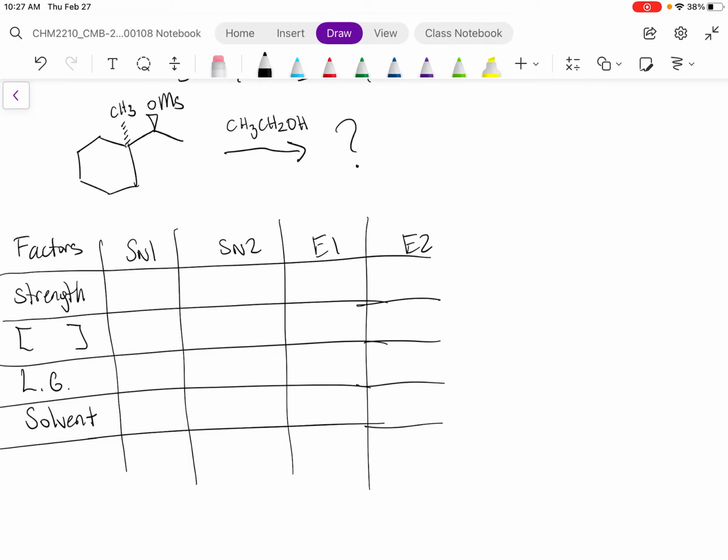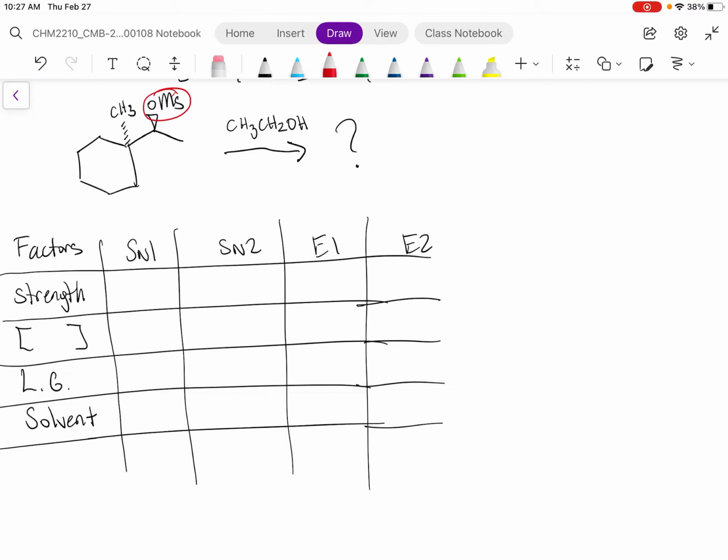So we have a problem here in which we need to predict what the product is, or the major product. And in order to do that, we need to figure out what mechanism to use. So the first thing that we need to look at is, do we have a leaving group attached to the molecule? And O-mesylate is a good leaving group.